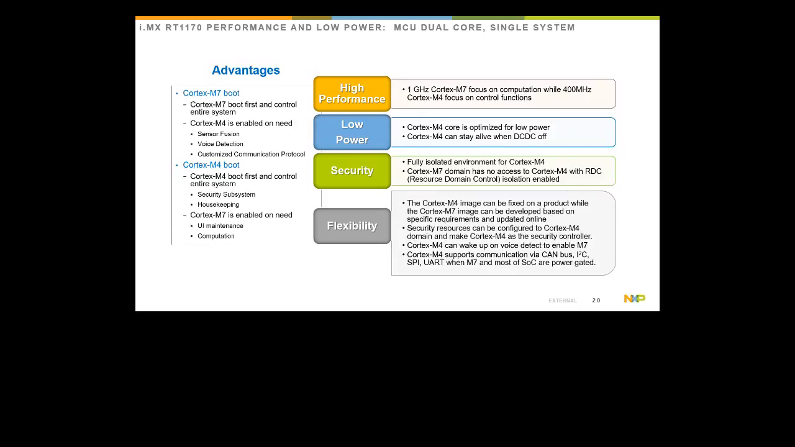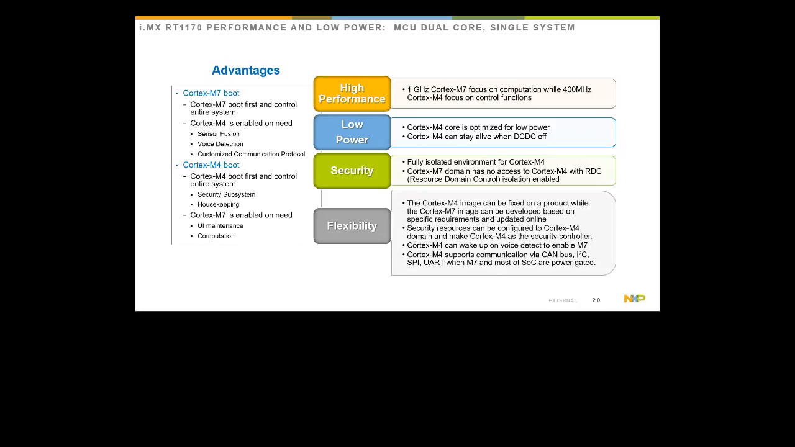And so what this means is that it provides a way of partitioning your graphics and UI functionality to something that's a little bit more high performance, like the M7, where maybe you don't need your display always on and being updated, where you have UI maintenance going on. So you can put that to sleep, while the Cortex M4 can do some basic housekeeping and whatnot.